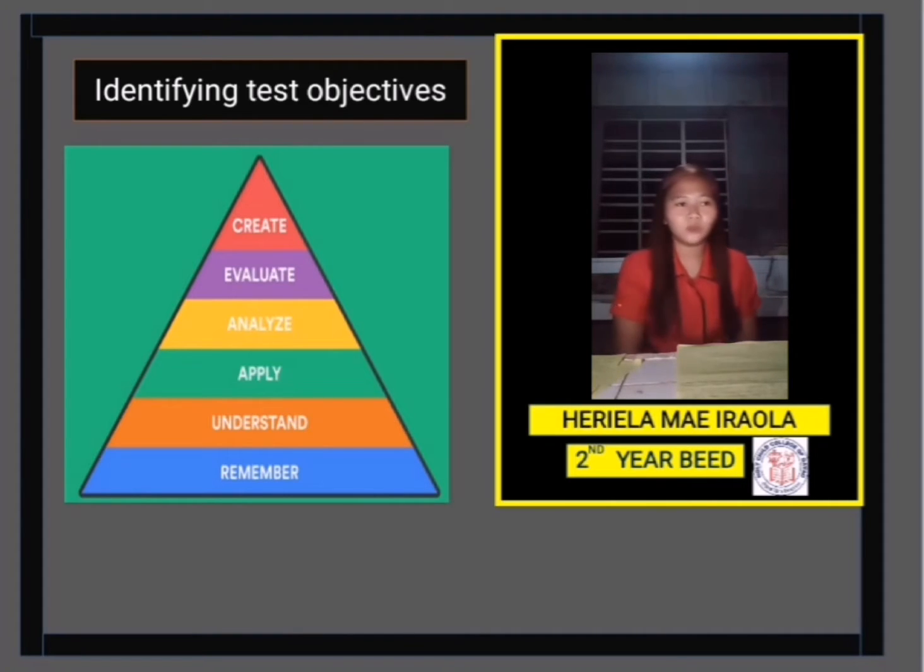And evaluation. In evaluation, or evaluate, the student must be able to evaluate whether or not the sentence observes rules on subject-verb agreement. In evaluate, judging the value of information or ideas. So the last one is create, or creating. In creating, it's combining parts to make a new whole.